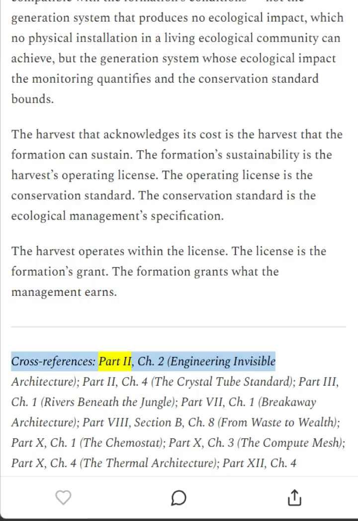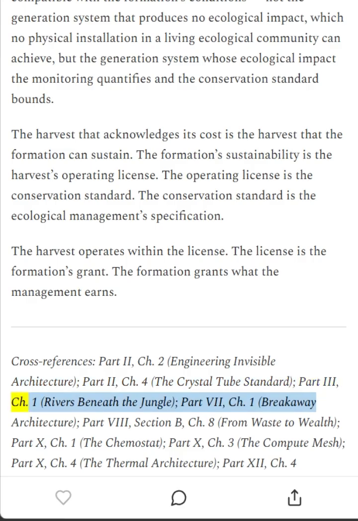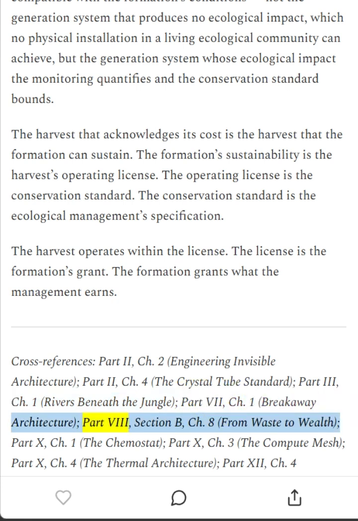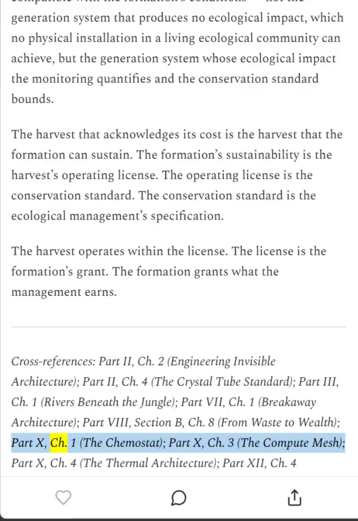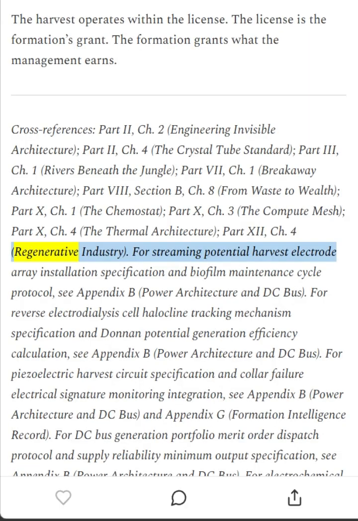Cross-references. Part 2, CH2, Engineering Invisible Architecture. Part 2, CH4, The Crystal Tube Standard. Part 3, CH1, Rivers Beneath the Jungle. Part 7, CH1, Breakaway Architecture. Part 8, Section B, CH8, From Waste to Wealth. Part 10, CH1, the chemostat. Part 10, CH3, the compute mesh. Part 10, CH4, the thermal architecture. Part 12, CH4, regenerative industry.